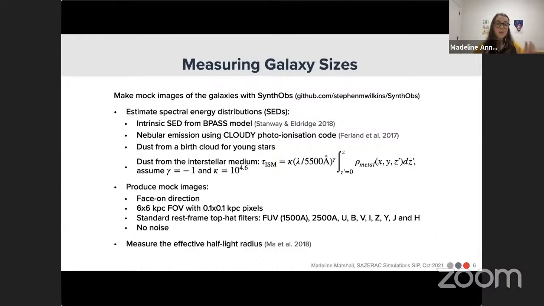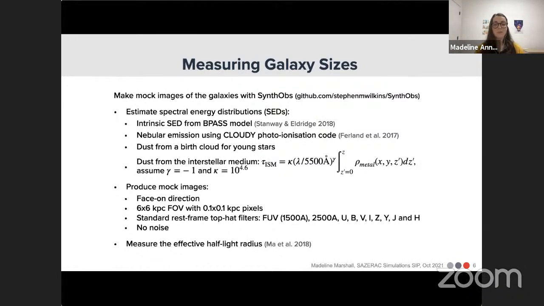So once we have these intrinsic and dust attenuated SEDs for our stars, we can then grid up the galaxy into an image. For this, we assume we're looking at the galaxy face-on. We make 6 by 6 kiloparsec images with 0.1 kiloparsec pixels in very standard rest-frame top hat filters ranging from the far UV all the way to the H band. One thing to note is that there is no noise in these images, and we're not trying to replicate any telescope observations in any way. We're simply gridding up the wavelengths and seeing how size varies with that.